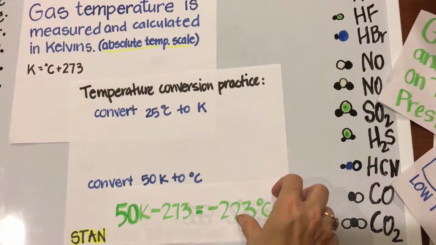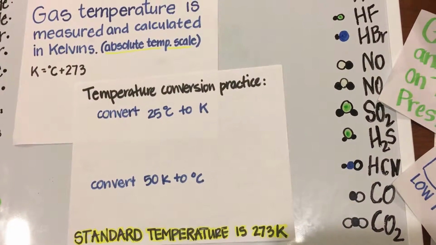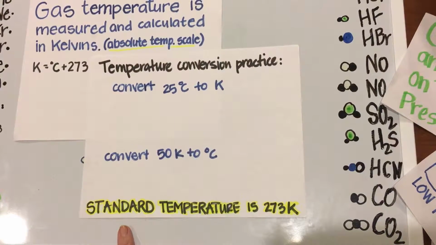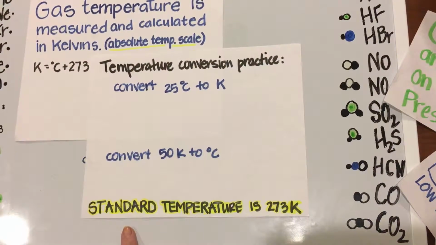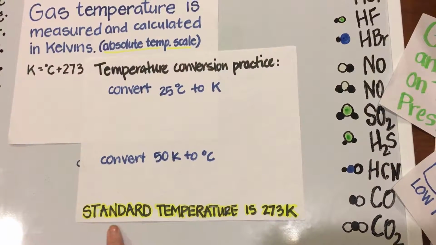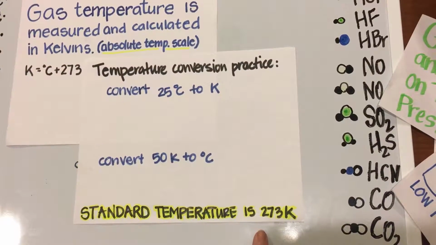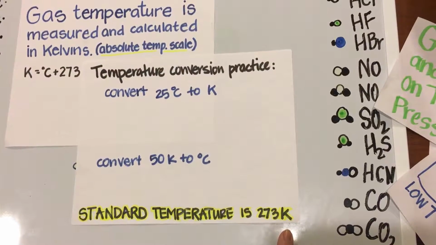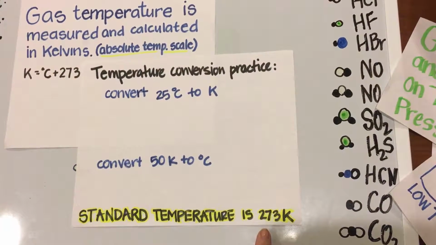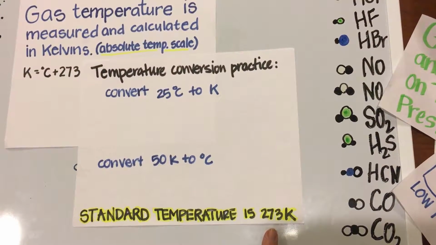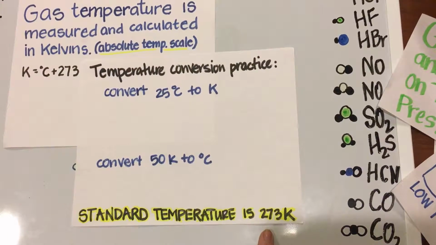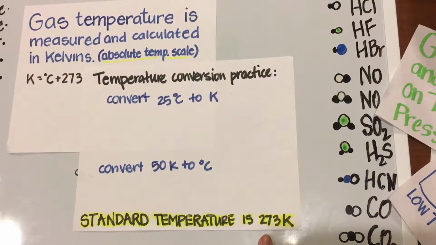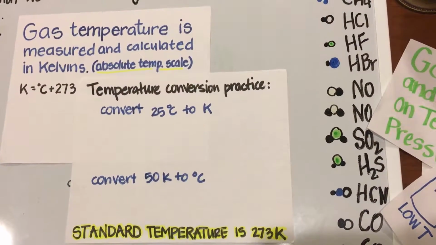I'm going to move on now to talk about standard temperature. When we compare things in chemistry, we have to do things at the same conditions. So one condition is standard temperature. Standard temperature is 273 Kelvin. That means standard temperature is 0 degrees C, roughly the melting point or freezing point of water. So about the temperature of ice cubes is standard temperature.